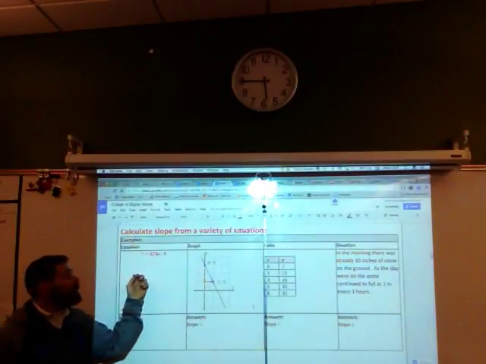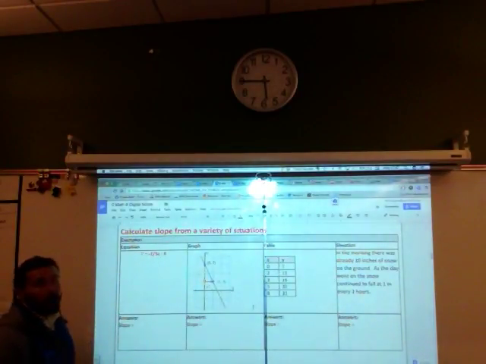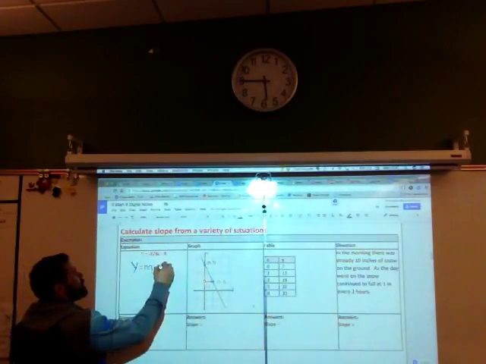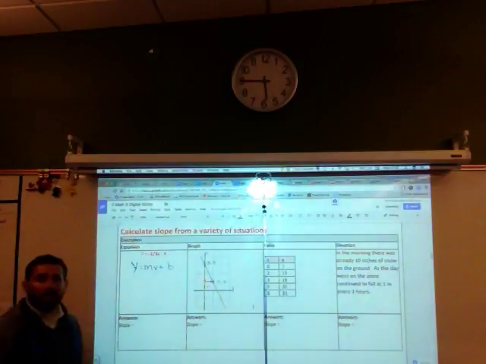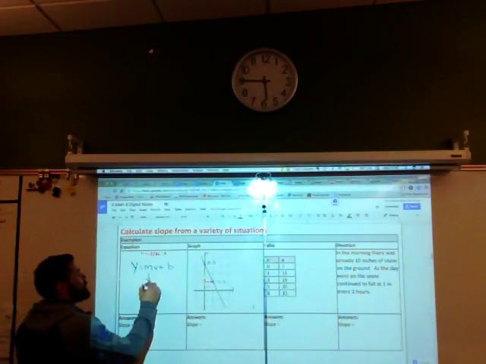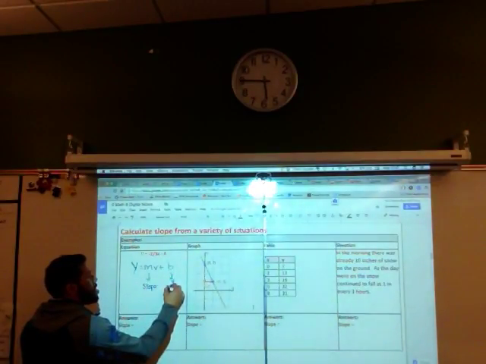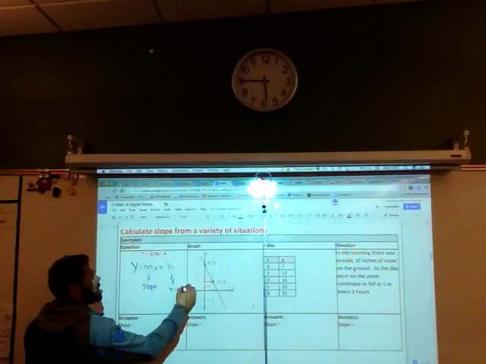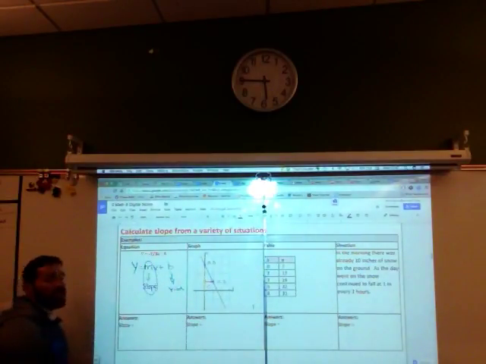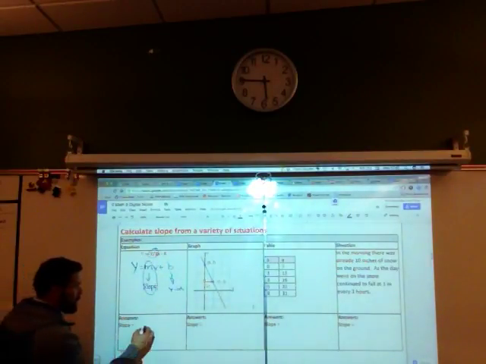For example, this one here, y equals negative 2/3 x minus 8. I should be using the fact that I know that's a linear equation, y equals mx plus b, and I know that m represents the slope, and b is the y-intercept. I'm focusing on the slope, so all I need to know is what number is sitting right there. In this case, negative 2/3.